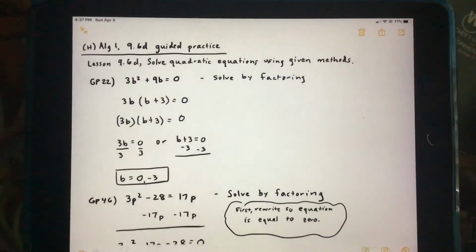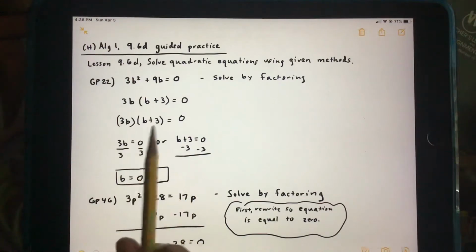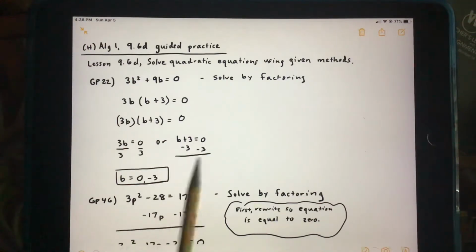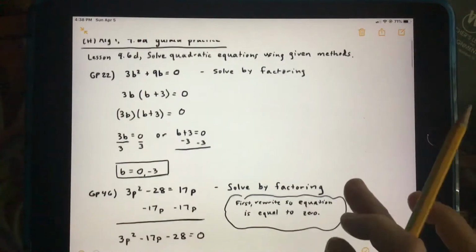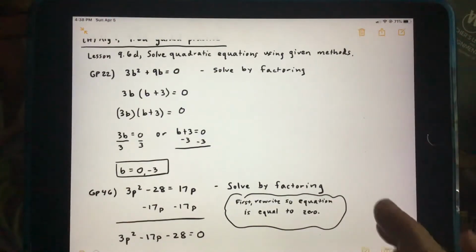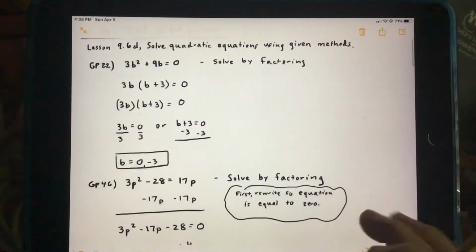And now we are ready to set each factor equal to 0. So 3b divided by 3 is equal to 0 over 3, so that gives us b is equal to 0. And over here, we're going to subtract 3 on both sides, setting the second factor equal to 0. Subtracting 3 gives us b is negative 3. So we've solved this by using greatest common factoring, and we arrived at the solution b is 0 or negative 3. All right, so remember that greatest common factoring is something we always want to utilize when it works.